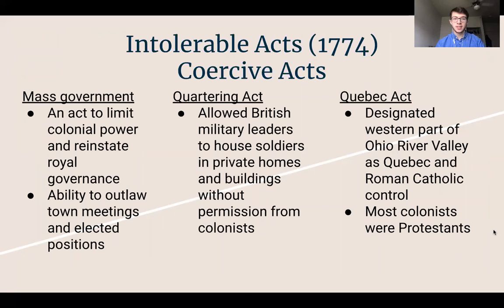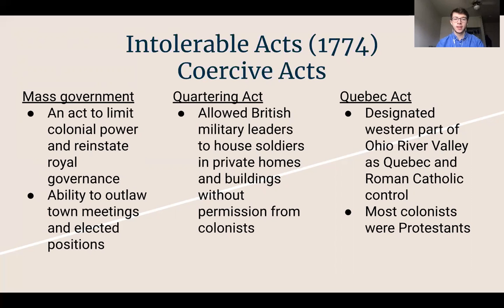Naturally, this upset British Parliament, so they enacted the Coercive Acts, known as the Intolerable Acts, to the colonists. The first was the Massachusetts Government Act. This act limited colonial power and reinstated royal government. So this basically gave them the ability to outlaw town meetings and elected positions. So it gives more power to the British Parliament oversight while limiting the colonial power.